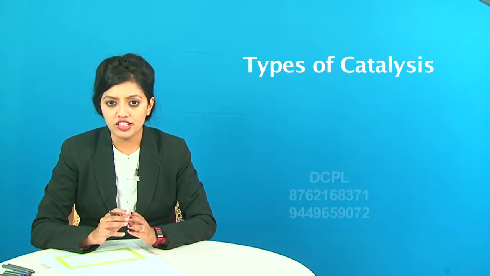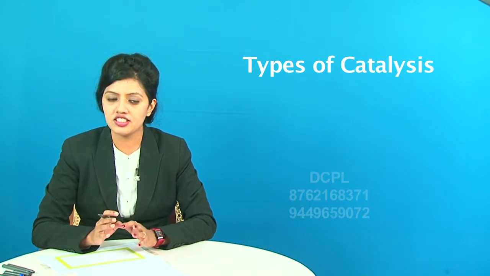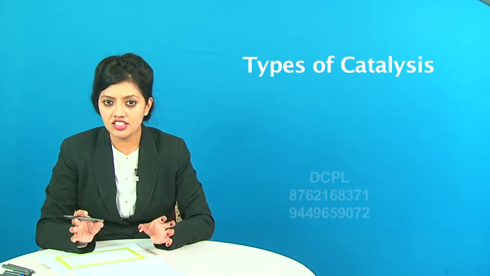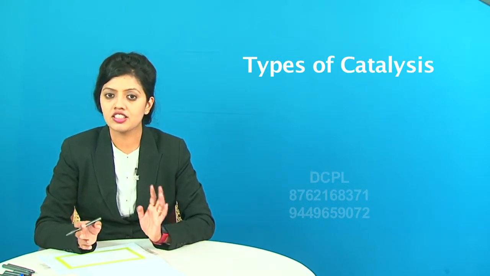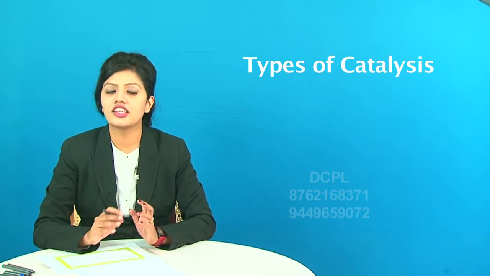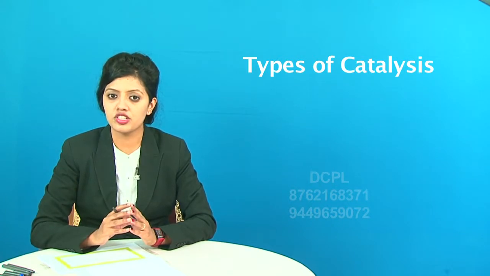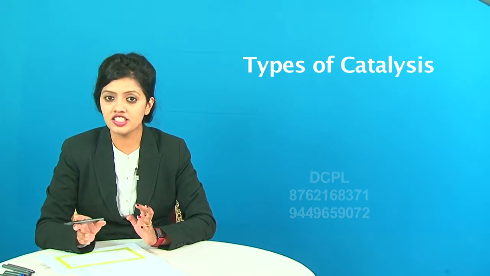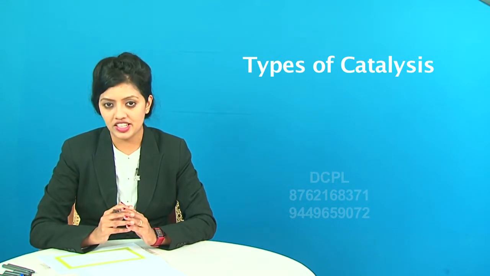Now, let us move on to the next one. Heterogeneous catalysis. In heterogeneous catalysis, the reactants and the catalyst are in two different phases. That can be solid gas, gas liquid or liquid solid. It can be like that. And the last one is autocatalysis. It is a catalyst in which the product of the reaction acts as the catalyst, which is known as autocatalysis.